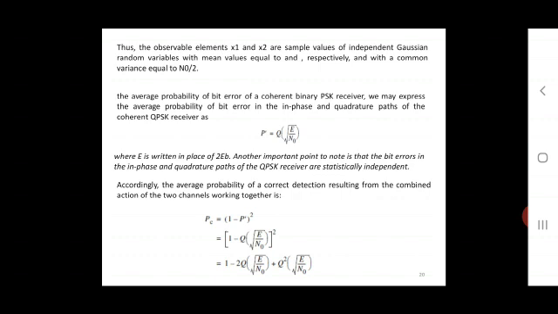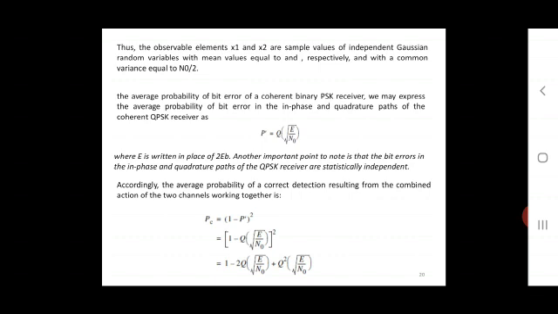Accordingly, the average probability of a correct detection resulting from the combined action of the two channels working together can be written as Pc = (1 - P')^2, the probability of correct detection of the input signals, that is 1 and 0. Pc is equal to (1 - P')^2. If you substitute the value of P' into this equation, we get 1 - 2Q(square root of E by N0) + Q^2(square root of E by N0).